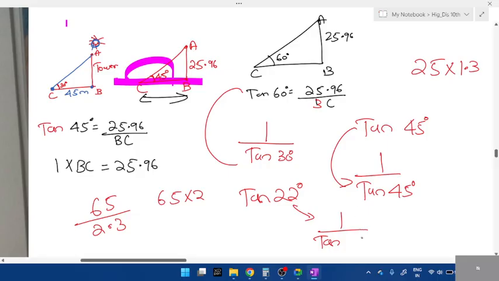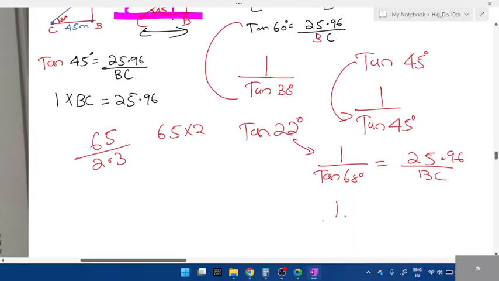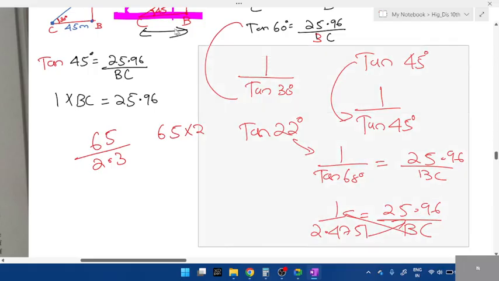Okay, so tan 68 is equal to 25.96 divided by BC. Then you can write tan 68. Tell me what is tan 68, students. Check tan 68. So 2.4751. Then BC will go to the other side. 2.47 will get multiplied, right? Yeah. This is how you solve while changing the value.